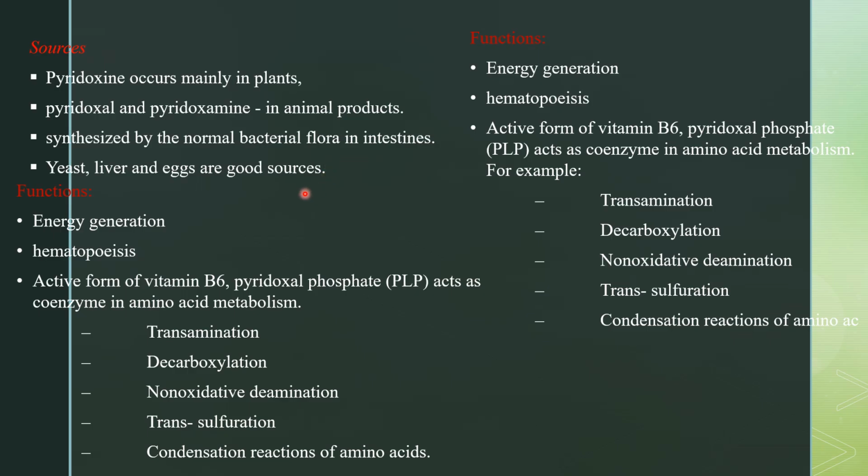Functions of this vitamin: it is a source of energy generation, and it maintains hematopoiesis. The active form of vitamin B6, that is PLP, acts as a coenzyme in amino acid metabolic reactions, like transamination, decarboxylation, non-oxidative deamination, transsulfuration, and condensation reactions of amino acids.